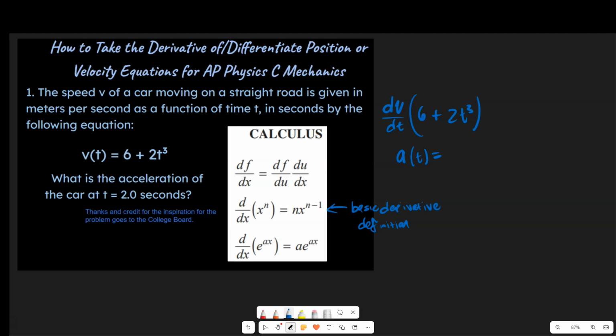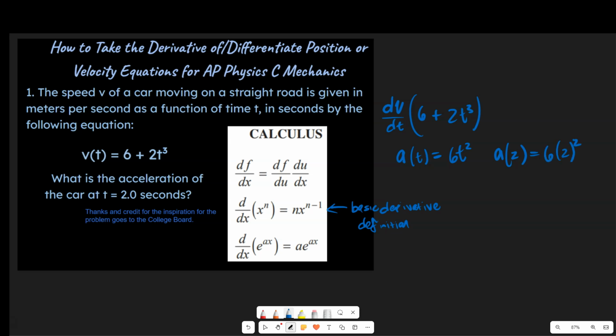Essentially, 6 goes away. Notice that power, the t to the third there, is going to be reduced by 1, so we need to have t to the second. The 3 multiplies with the 2 coefficient out in front, so we have 6t squared. Now we can say the acceleration at time equals 2 seconds, so we take that t and plug in a 2 value.